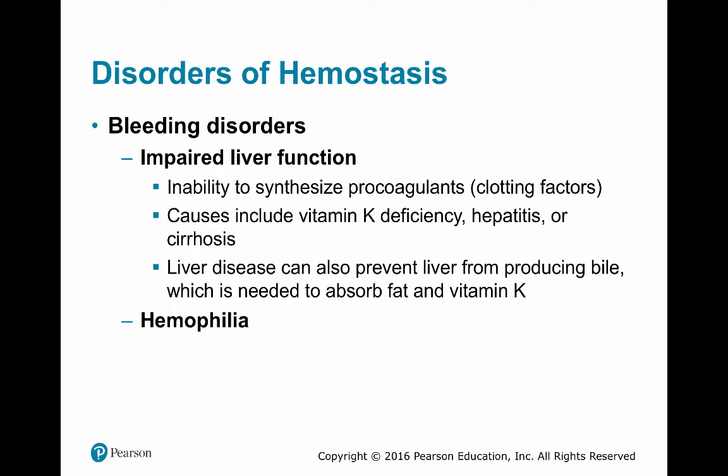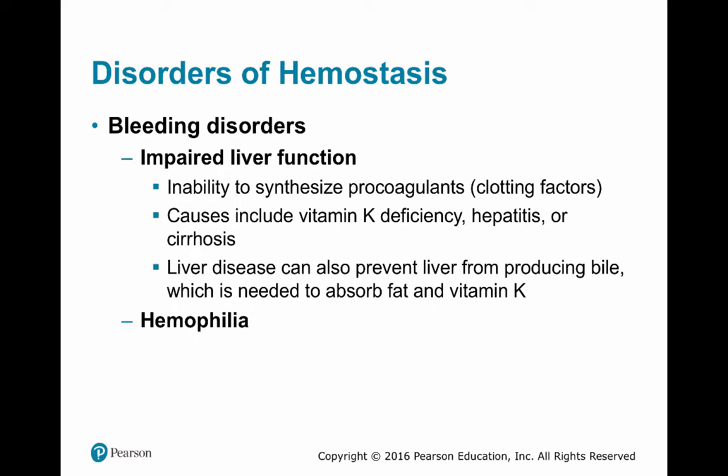So, bleeding disorders, you can have problems when you have impaired liver function. And so with impaired liver function, you have an inability to synthesize the coagulants, otherwise known as clotting factors. It can also include vitamin K deficiency, hepatitis, or cirrhosis of the liver. The problem with this is it's not just possibly causing some bleeding disorders, but it can prevent the liver from producing bile, which is needed to absorb fats and vitamin K. So there's a lot of issues that can happen here.